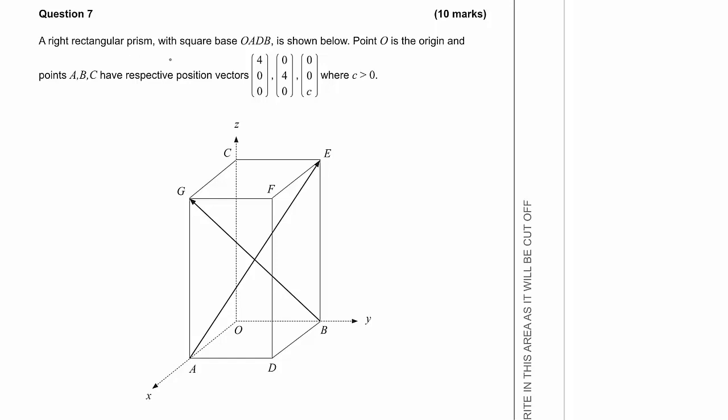A right rectangular prism with square base OADB is shown below. Point O is the origin, so we know that's got coordinates (0, 0, 0). And points A and B have respective position vectors as given here. So this is A, that would be the point (4, 0, 0). B, which is here, would be the point (0, 4, 0). And C, which is up here, would be (0, 0, c).